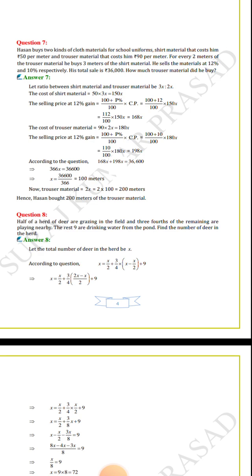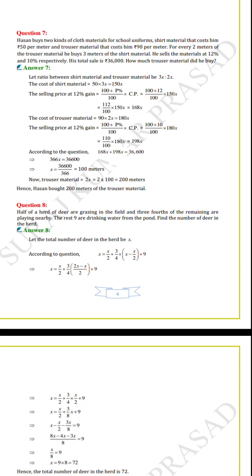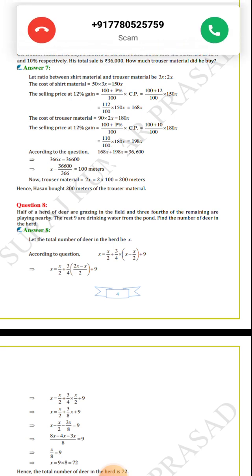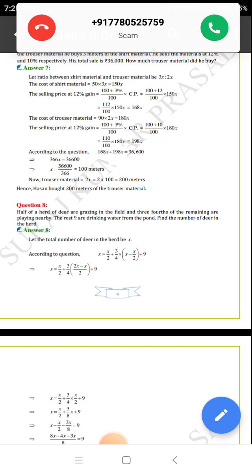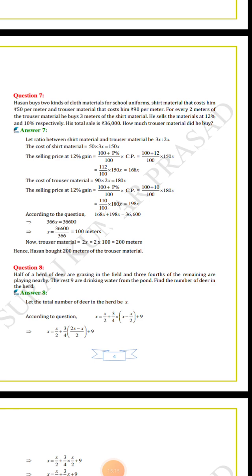168x plus 198x equals 36,600. Then we can get 366x equals 36,600. Then x equals 36,600 by 366. Then we can get the x value as 100 meters. Now trouser material equals 2x equals 2 into 100, then we can get 200 meters. Hence Hassan bought 200 meters of the trouser material.